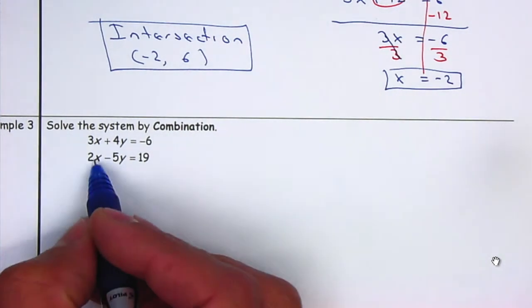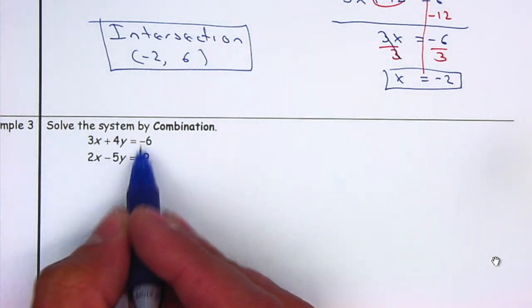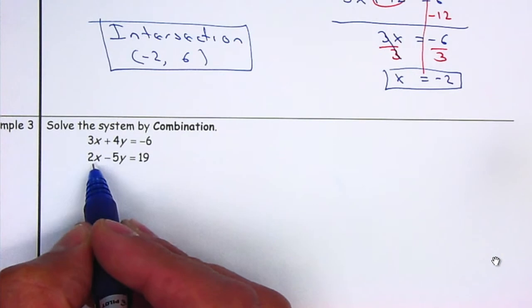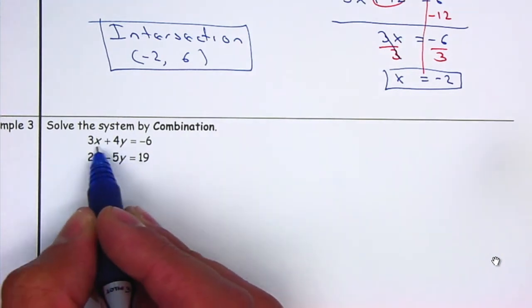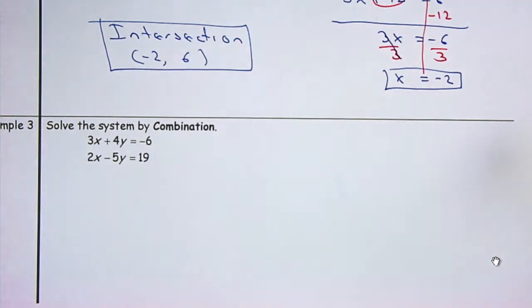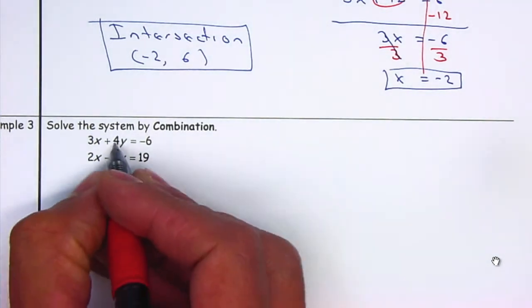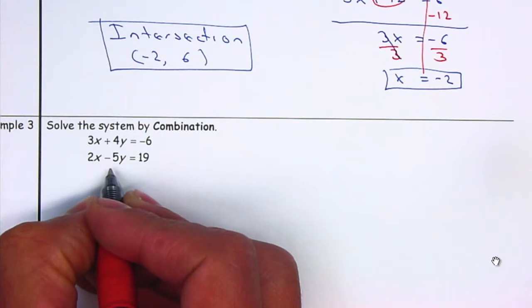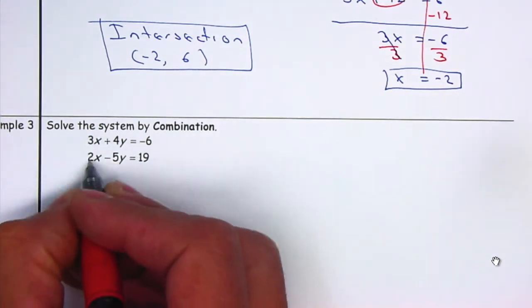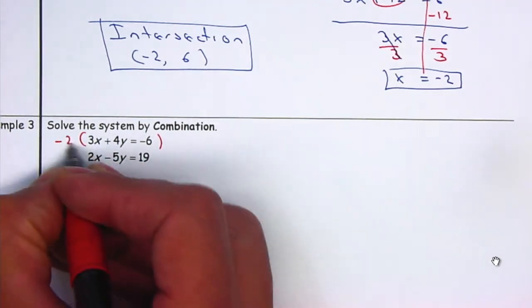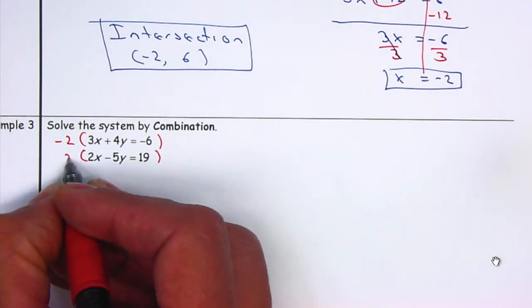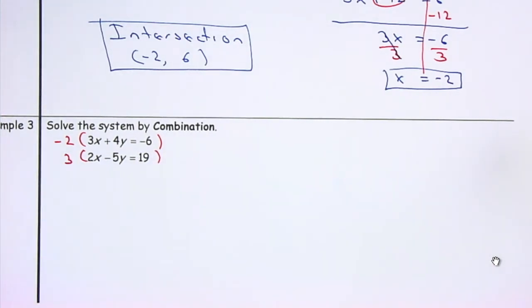So we need to be able to make them the same number and different signs. If you notice, nothing cancels here. Basically, I have to multiply both equations. I'm going to cancel the x. I'm going to multiply this one by negative 2 and this one by 3, and that will give me smaller numbers.